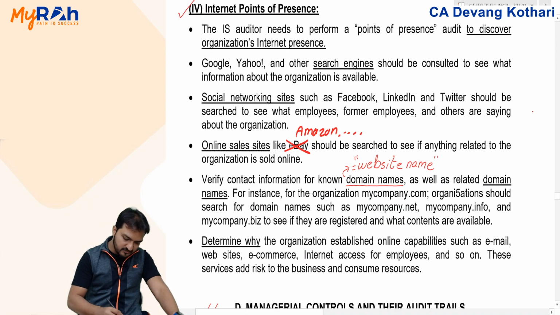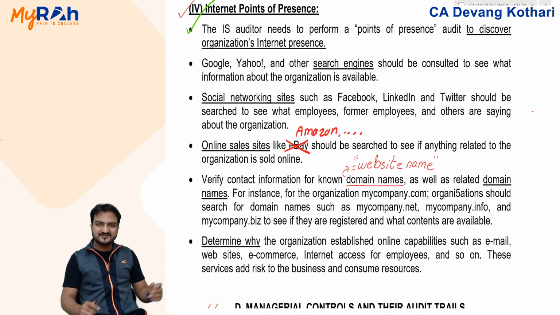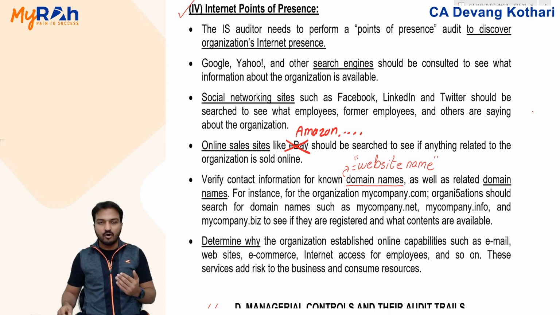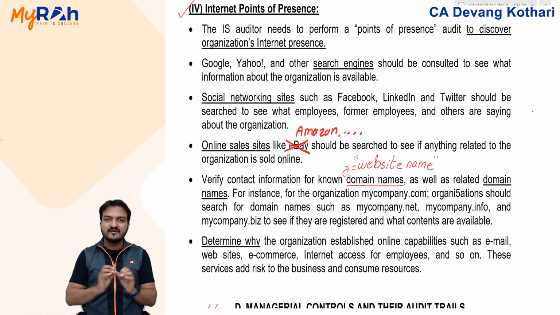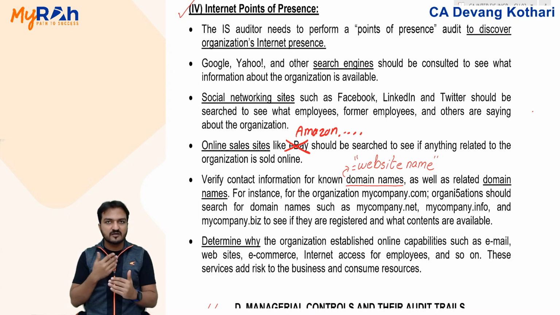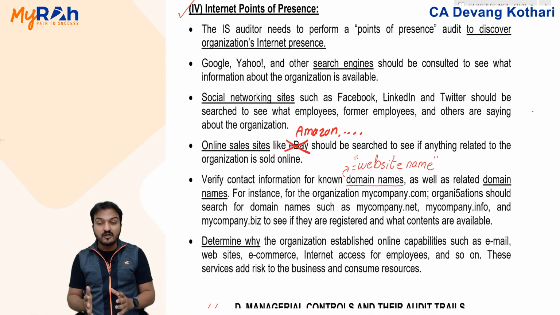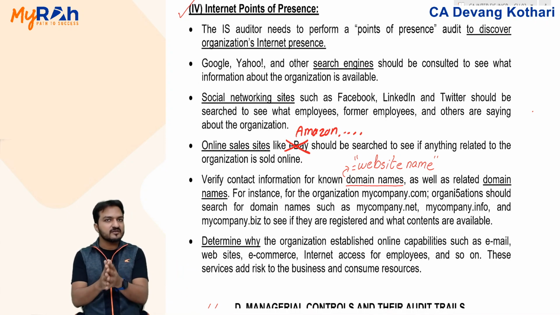Then there was this point regarding internet points of presence. In general, this part said that the auditor should check the internet presence of the company, what all internet facilities the company has and what the internet says about this company. That also we should check.